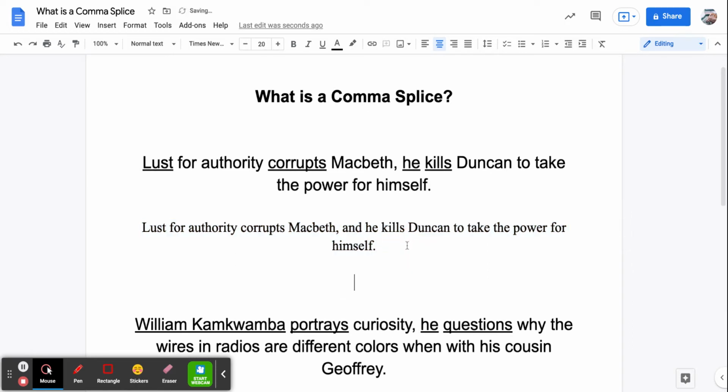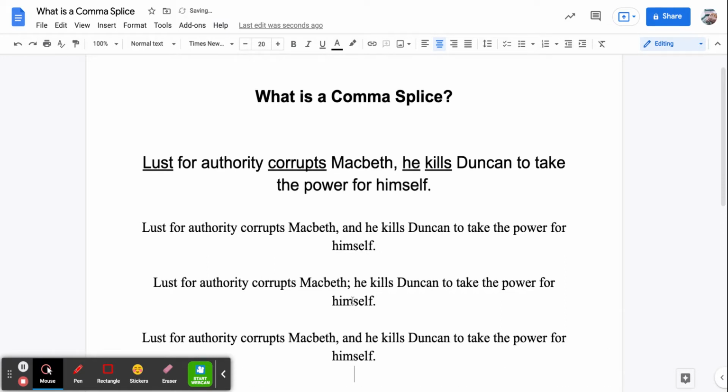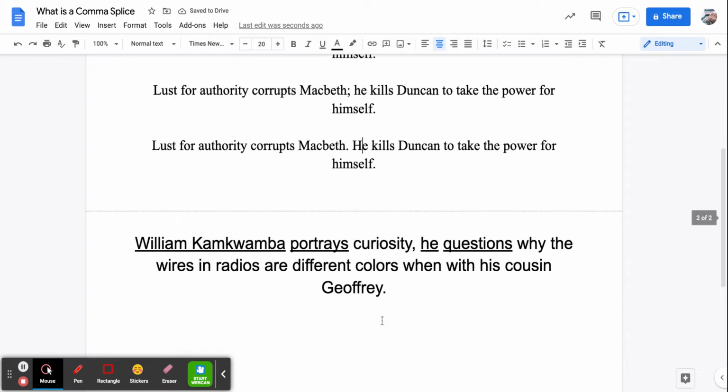Another option for correcting a comma splice is to change your comma to a semicolon. If these two statements are directly related, you could use a semicolon. And then finally, you could simply put a period between the two clauses. So let's come down and correct this one next.